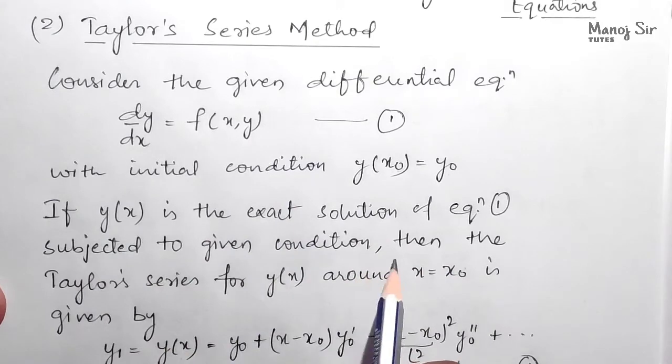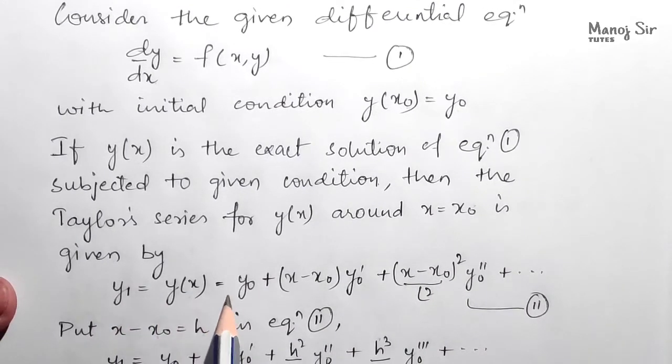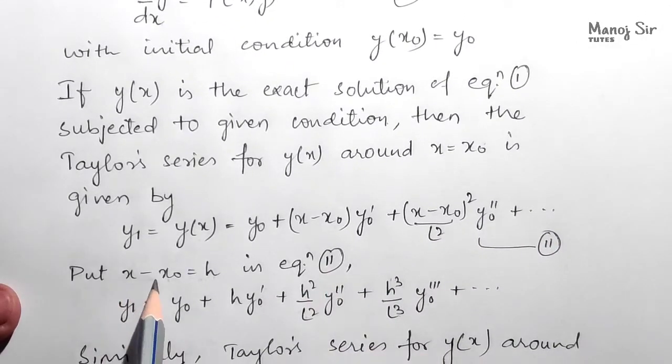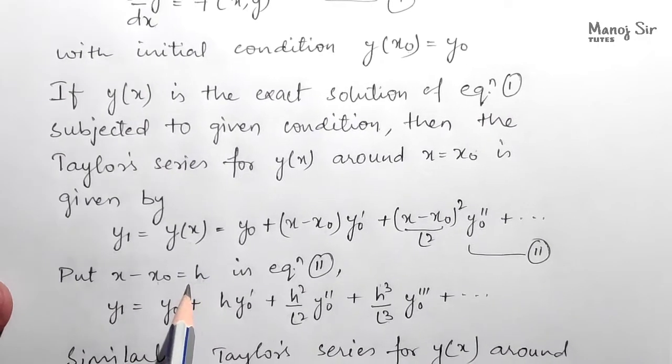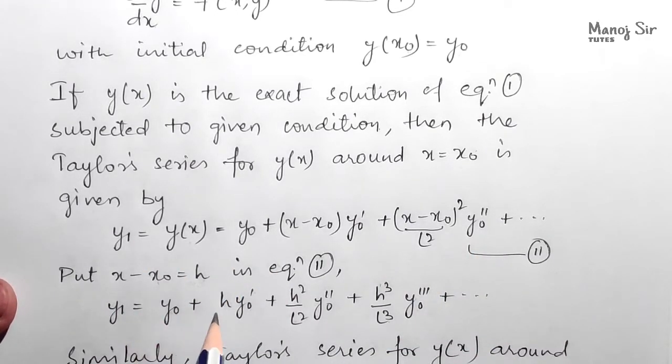Then the Taylor series for y(x) around x = x0 is given by y(x) = y0 + (x - x0) y0' + ((x - x0)^2 / 2!) y0'' + and so on. If you take x - x0 = h, that is the interval size, and put it in equation number 2, then y1 = y0 + h y0' + (h^2 / 2!) y0'' + (h^3 / 3!) y0''' and so on.